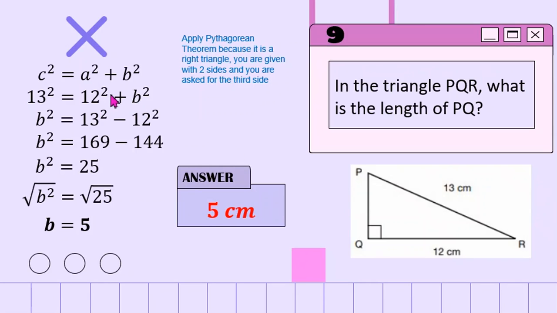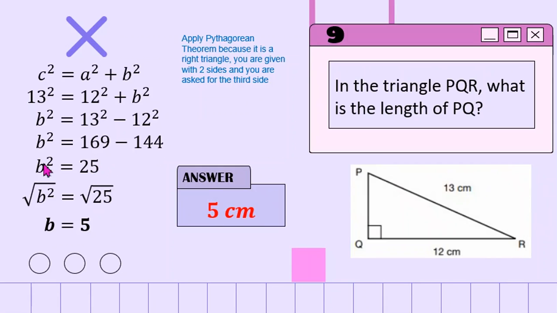And that's 12 squared. Remember in the formula that our sides a, b, and c are squared. That's why it's squared here. And then we simplify. We combine like terms. We will transpose, Filipino term, 12 squared to the left. So that will be 13 squared minus 12 squared, equals b squared. And then we simplify further. 13 squared is 169. 12 squared is 144, and we subtract the two, that's 25.